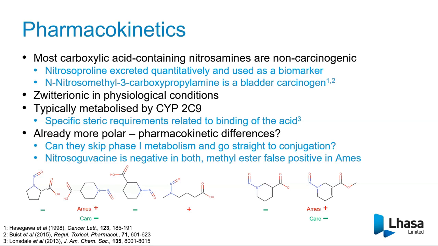A really good example of this is the compounds at bottom right. Nitrosoglycine is negative for Ames and carcinogenicity. If you put the methyl group on, it becomes effectively a false positive, Ames positive, carcinogenicity negative. And this may be because the bacterial systems in the Ames are less effective at demethylation than a human or an experimental animal. Whereas in lab animals, you demethylate in preference to alpha hydroxylation.